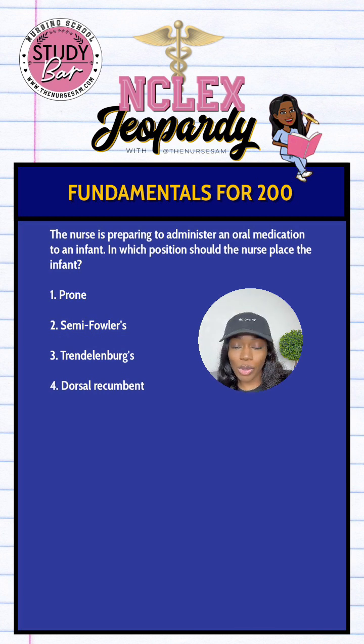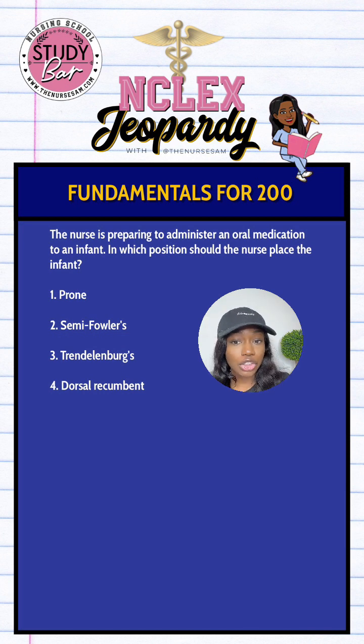Study strategy tip. I always say it every week. Whenever you have any type of practice question, especially for NCLEX, you want to read through the entire question, including the answer choices, one good time. Don't go too fast, but read through the question and the answer choices fully, and then go back and read that last line of the question just to remind yourself of what the question's actually asking you to answer. In this case, it says, in which position should the nurse place the infant? We're about to administer an oral medication. So which position should we place that infant?